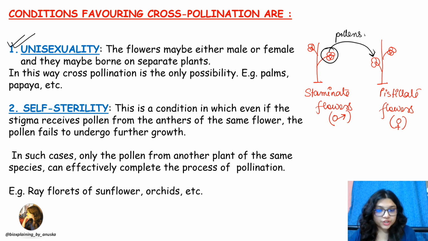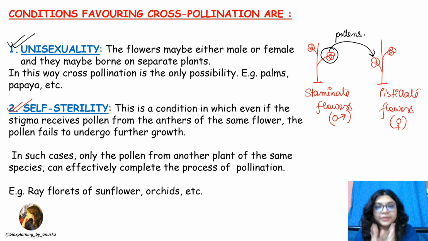The second condition that we have is self-sterility. So the term itself gives its meaning, self-sterility, meaning that the flowers are sterile to their own pollen grains. Meaning, suppose the stigma is ready, it's receiving the pollen grains from anthers of the same flower, but still the pollen grain fails to further grow and fertilize and further steps to occur.